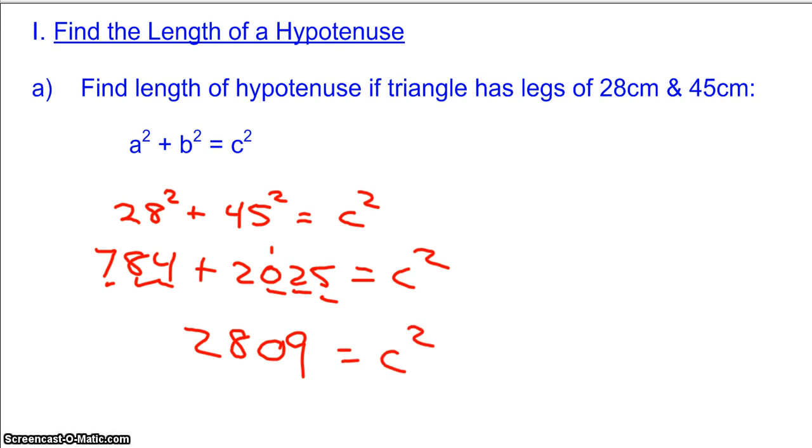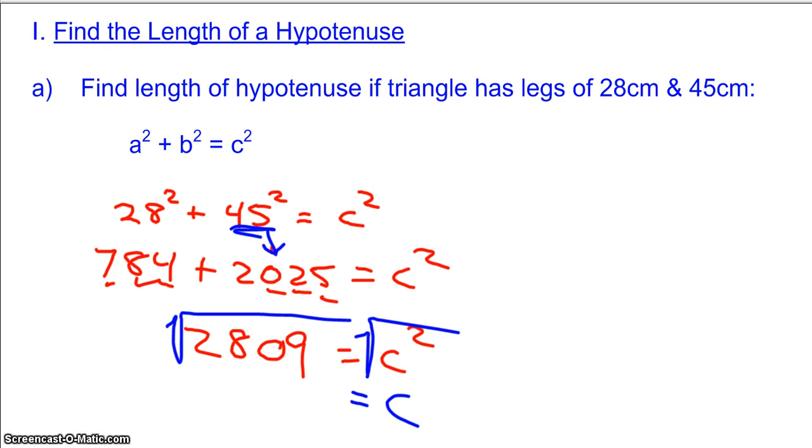So how do we find c? What do you do to a squared term to isolate it? Lauren? What's the inverse of squaring? Take the square root. So take the square root of both sides. Okay? It would be nice to have a calculator, but if you didn't, we already know that 45 squared equals 2025, so the square root of 2,809 must be bigger than 45, right?